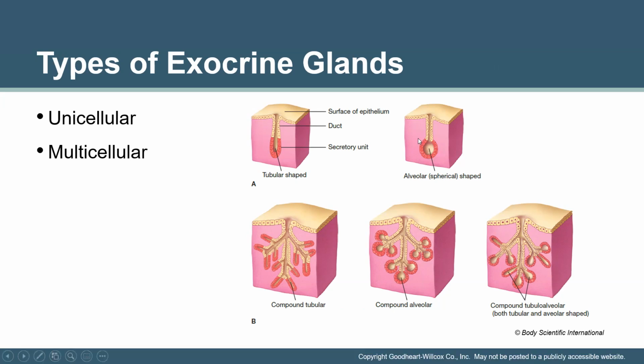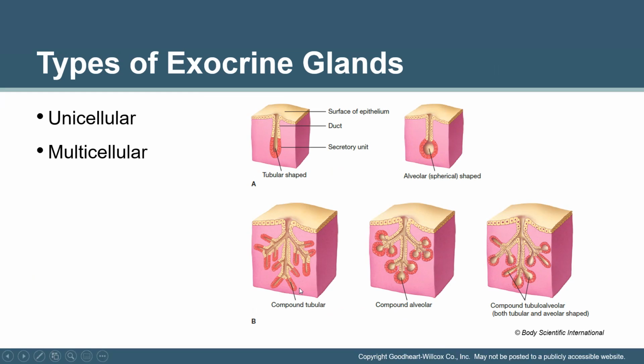In the other example, we have what's called an alveolar shaped gland. Alveoli look like little grape clusters or bubbles. So it's more of a bulb shape. Again, at the base or the bottom of this gland, this is where the activity is happening, where the production and secretion of the product will happen. Now, if we want to add on to that and get a little bit more complex, this would be a simple tubular shape and a simple alveolar shape.